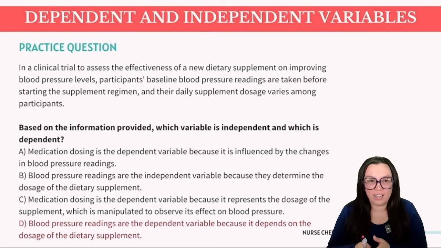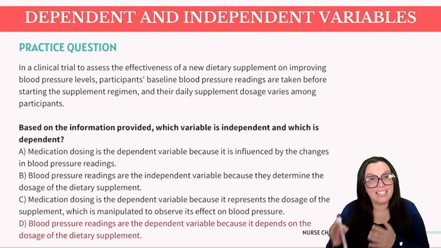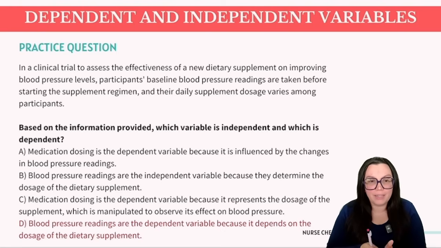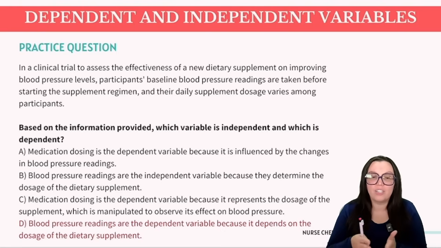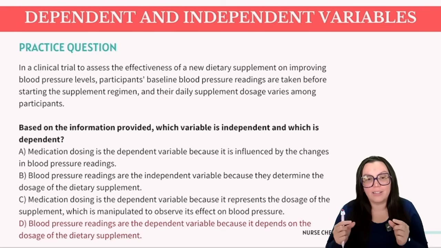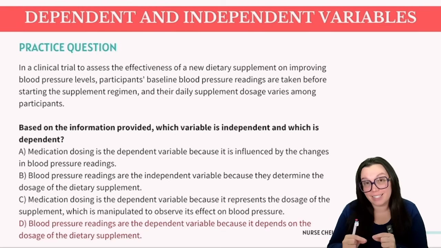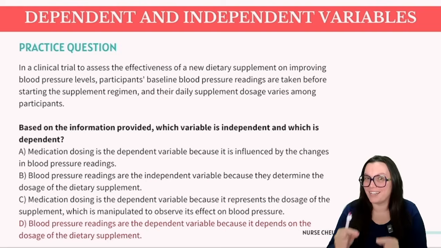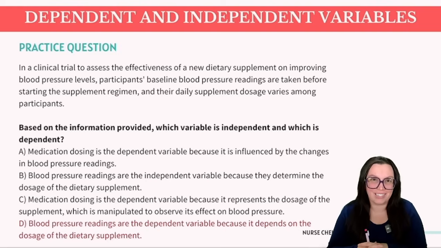In this clinical trial, the variable the researchers actively manipulate is the dosage of that dietary supplement given to the participants, making that medication dosing our independent variable. The purpose of varying that dosage is to observe its impact on a specific outcome, which in this case is going to be our blood pressure readings, making that our dependent variable.